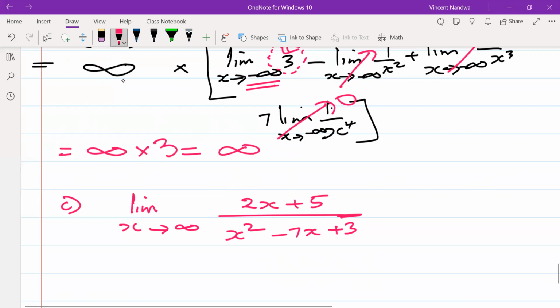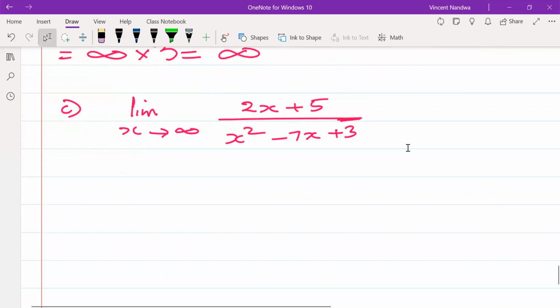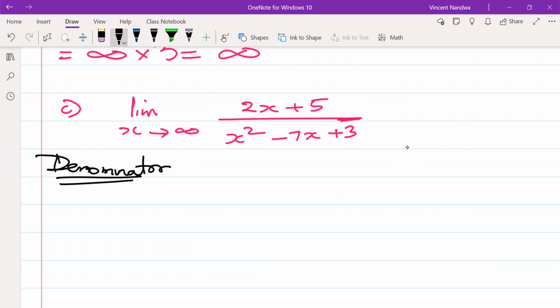The next problem. Do you remember what we said in case of rational functions? You identify x with the highest power in the denominator and then divide by each of the terms. Please note that the denominator is a key. What is in the denominator is what matters, not any other place in the expression. The highest power in the denominator is what guides you.